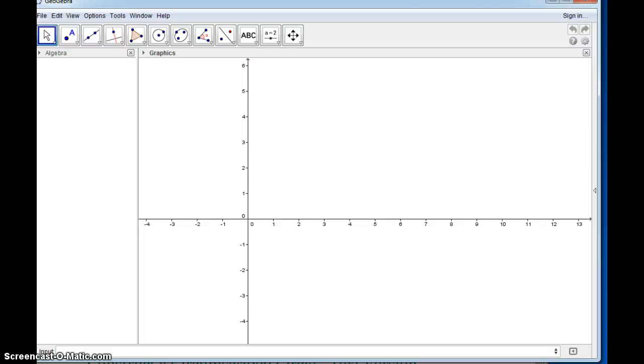In this video, I'm going to show you how to circumscribe a circle outside of a triangle. This means this is a circle that goes all the way around the outside, touching the three vertices. So let me show you how to do this in GeoGebra.